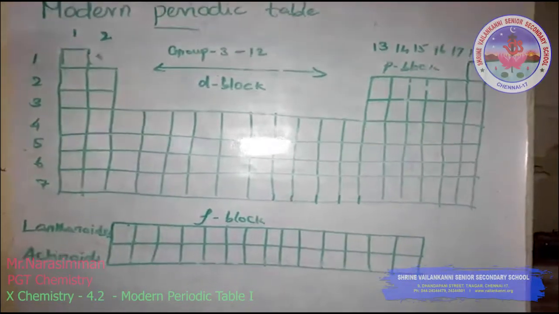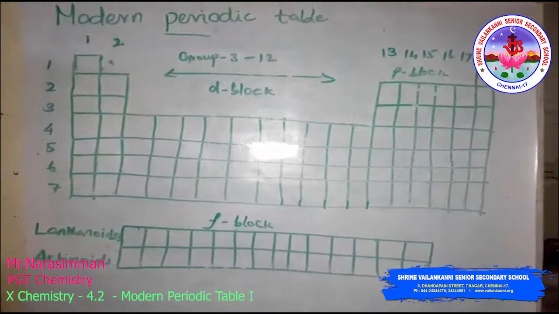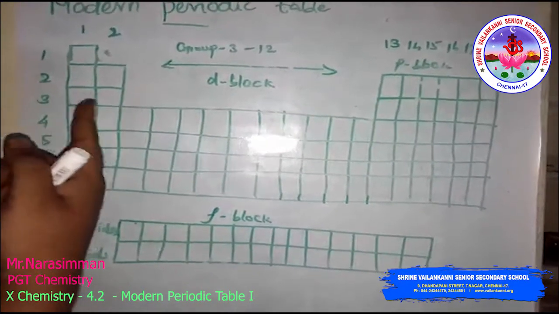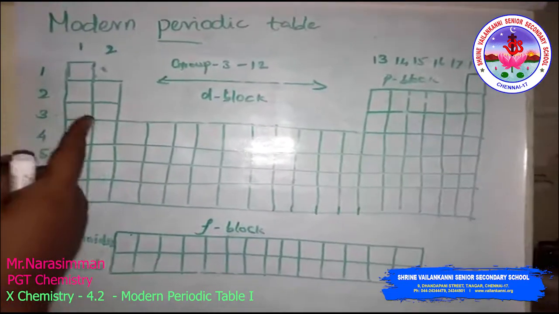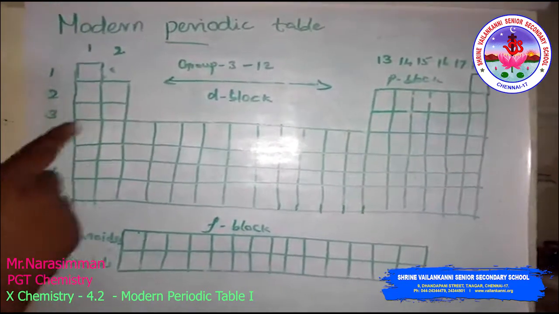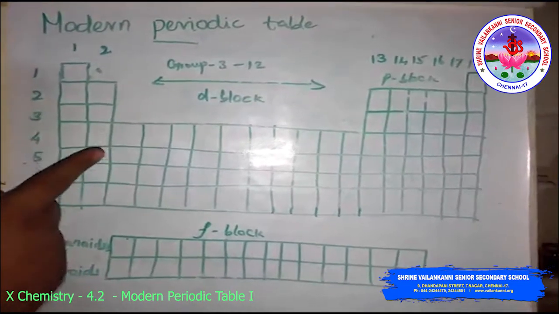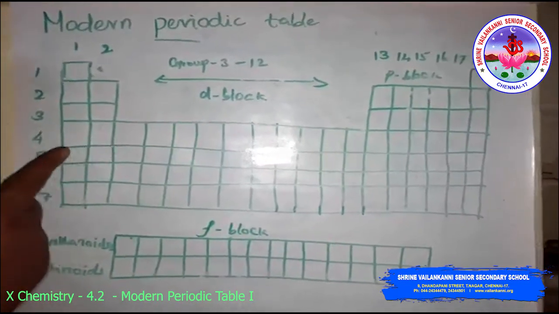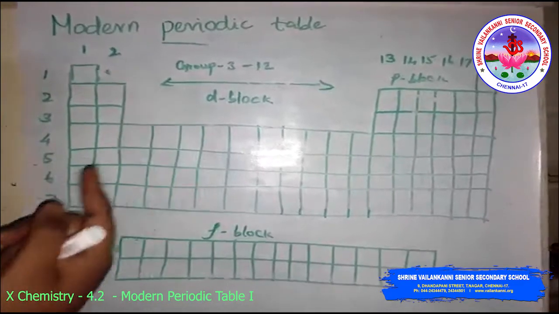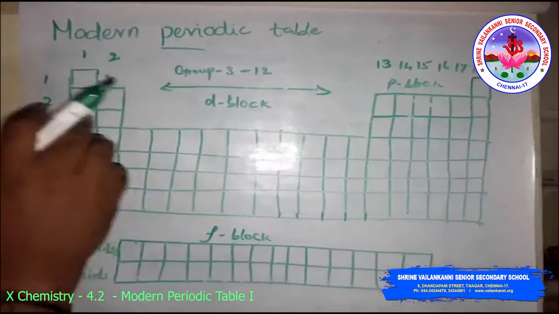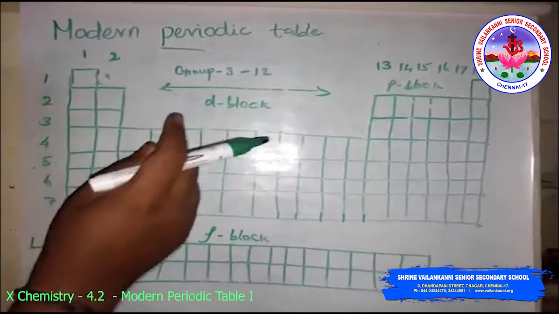The next is the modern periodic table. In 1913, Henry Moseley showed that the atomic number of an element is a more fundamental property than its atomic mass. The Mendeleev periodic law was modified, and atomic number was adopted as the basis of the modern periodic table. The modern periodic law states that the properties of elements are a periodic function of their atomic number.